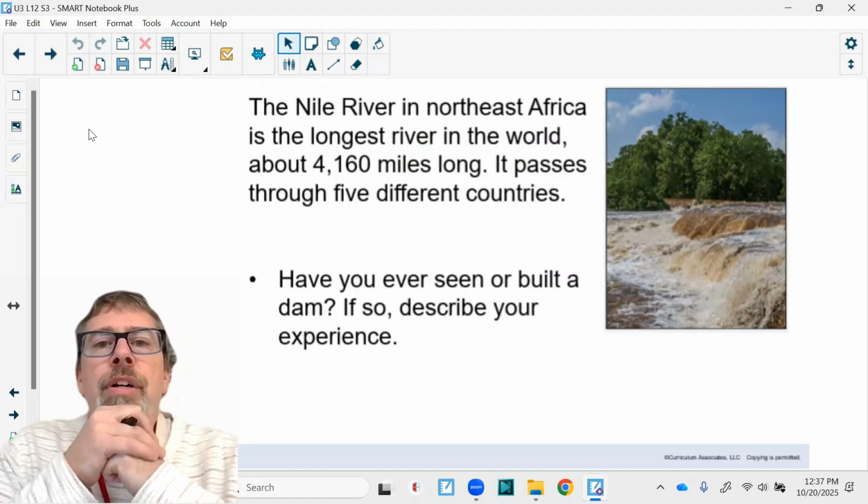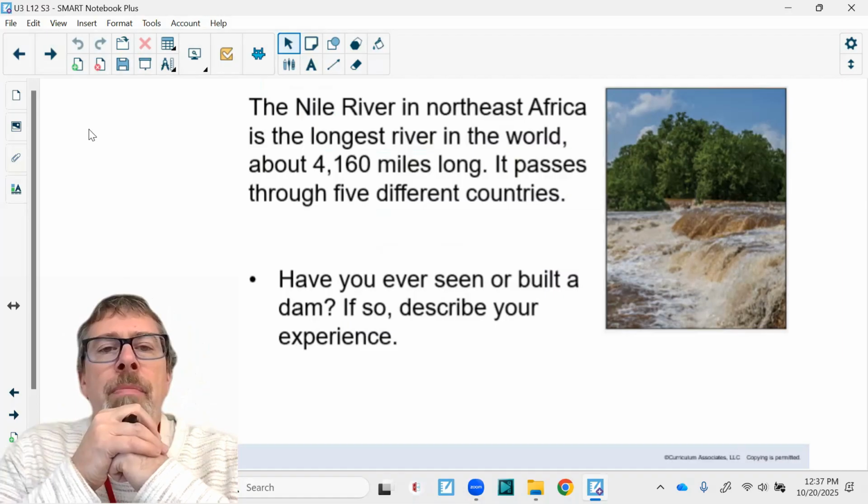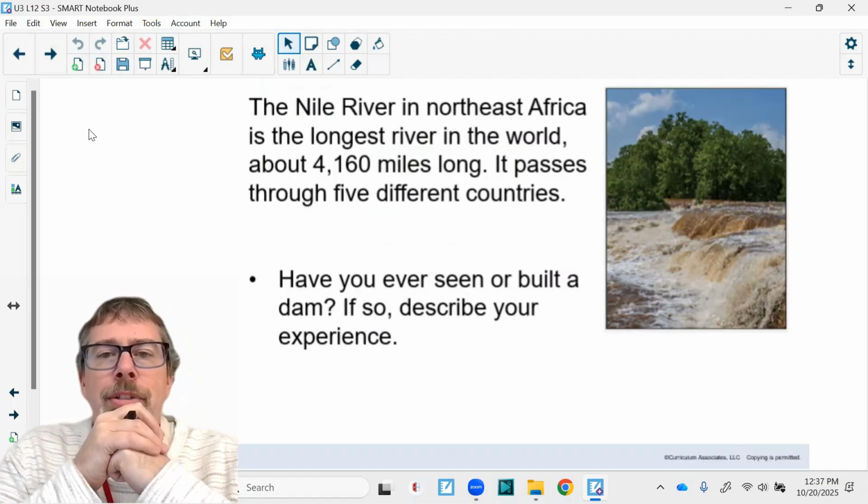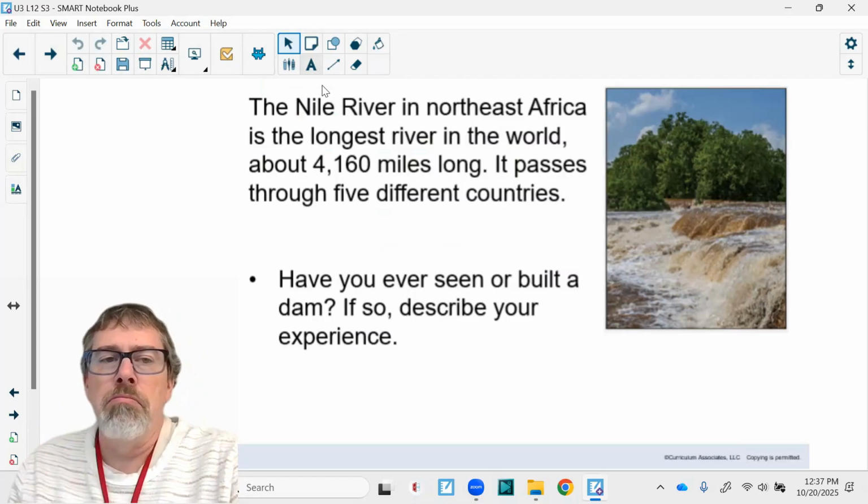It says the Nile River in Northeast Africa is the longest river in the world, about 4,160 miles long. It passes through 5 different countries. Have you ever seen or built a dam? If so, describe your experience.